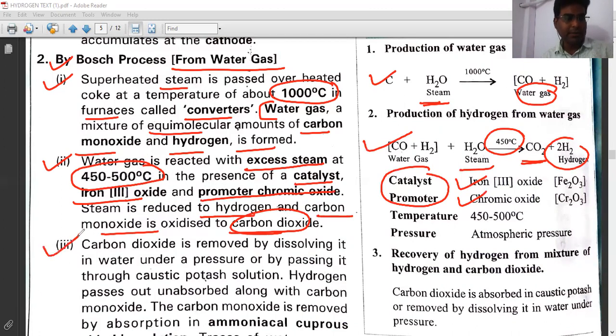Now look at the third one. The third one says that carbon dioxide is removed by dissolving it in water at a pressure. I did not understand the second one. Okay, second one. Look at the second one.